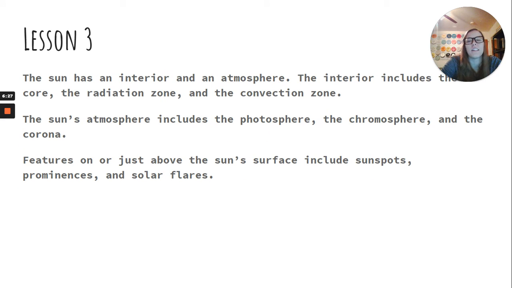Lesson 3, the sun has an interior and an atmosphere. The interior includes the core, the radiation zone, and the convection zone. The sun's atmosphere includes the photosphere, the chromosphere, and the corona. Features on or just above the sun's surface include sunspots, prominences, and solar flares. That last point will be on your test also. 2 of those words are used as vocabulary words, and then one of them is a word you're asked to identify that's about our sun's surface.